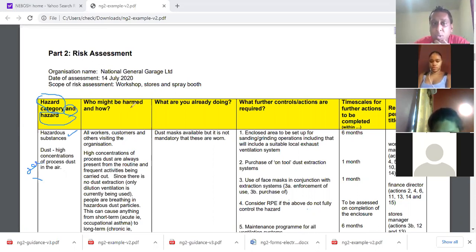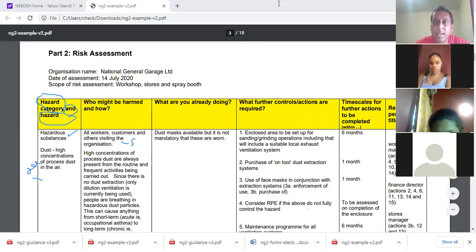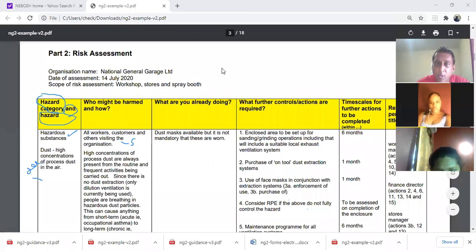Here you're going to put who might be harmed and how. Who might be harmed is all workers, customers, and others visiting the organization. The aim of this is that you have to say who is the who. You cannot just put employees. You have to say who the employees are. Like if it's a technician, a customer, a visitor, you have to quantify who the all employees are. A lot of people think it's just putting employees there.